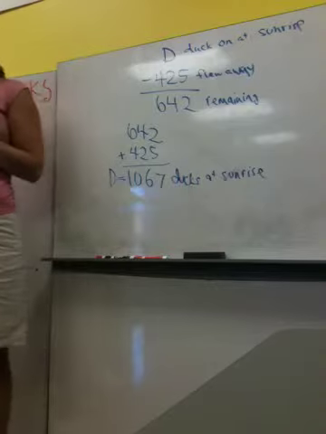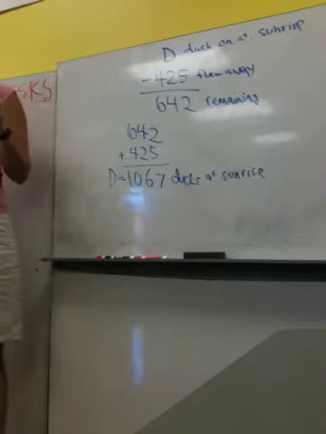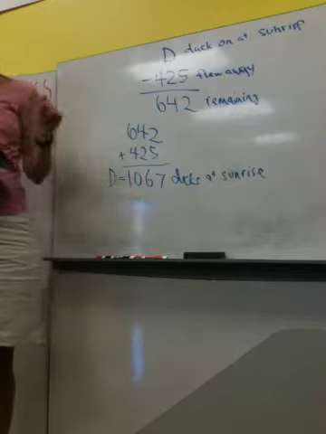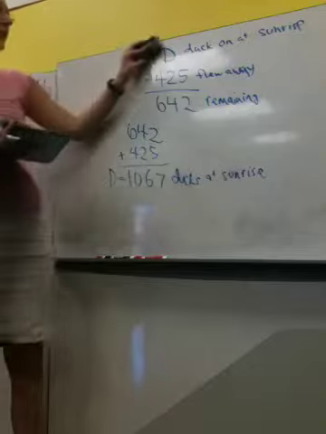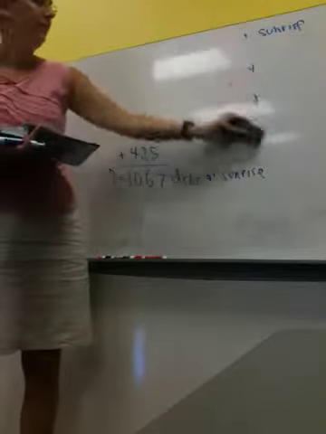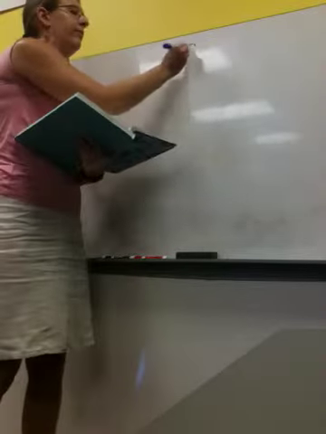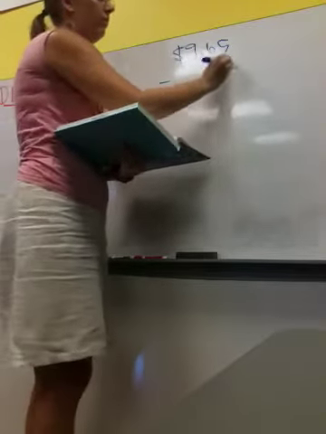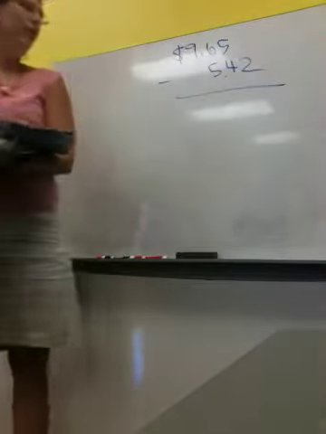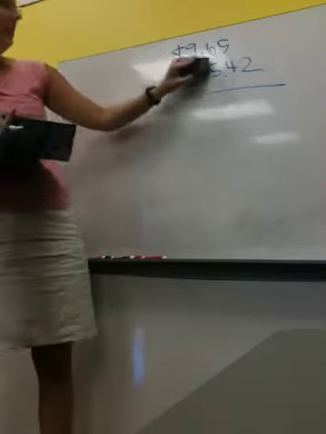George had $5.42, Destiny. Then his mom gave him some money. Now he has $9.65. How much money did his mom give him? So what do you want to do? Subtract. Okay, what do you want to subtract? 965 minus 5,042. Did I set that up well? No, no, how do I want to do it? Line up our decimals.